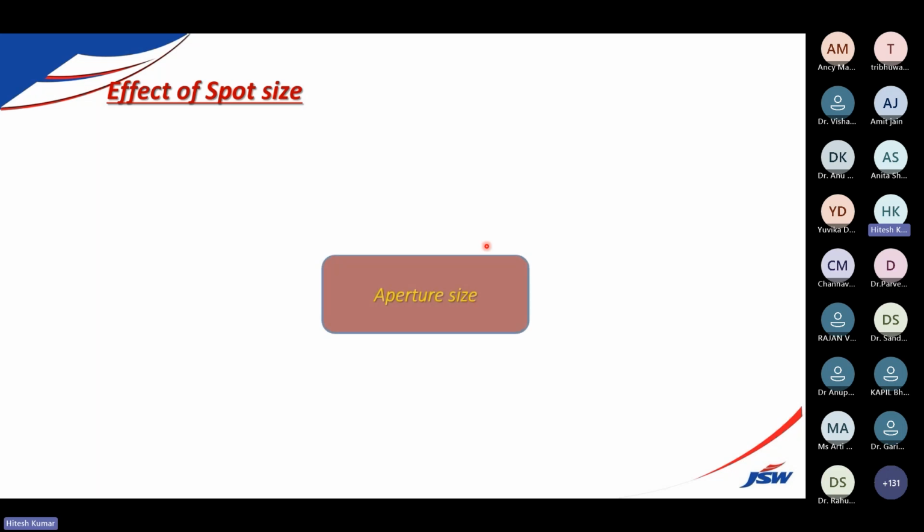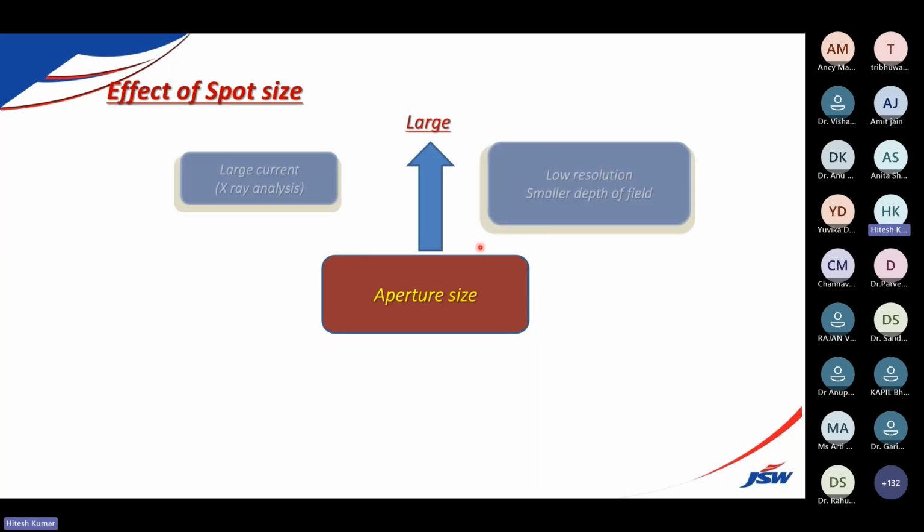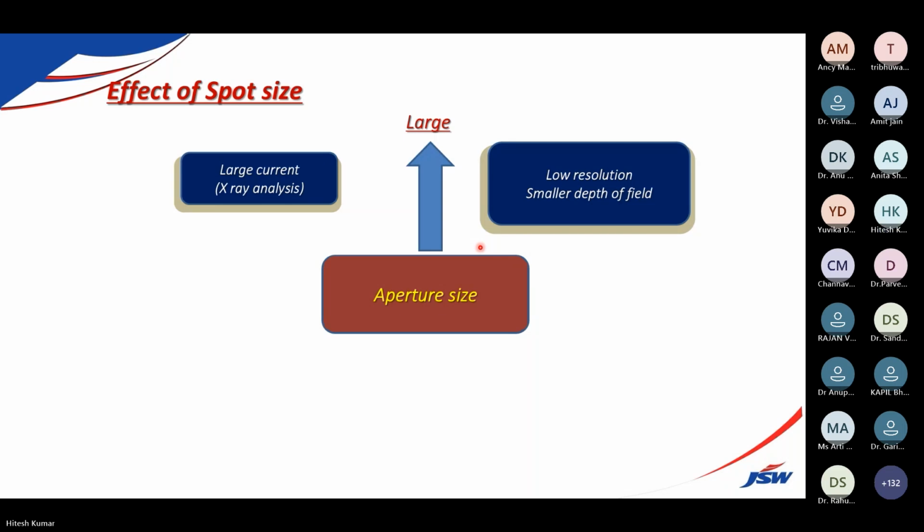So, the effect of spot size. One is the aperture size. If you are changing the aperture size, you are changing the beam current. If you are using a large aperture, your resolution is going to decrease, but you are going to get more information with the help of your X-rays. So your elemental analysis is going to be improved, but there should be an optimum working distance which can be used for analyzing that data.